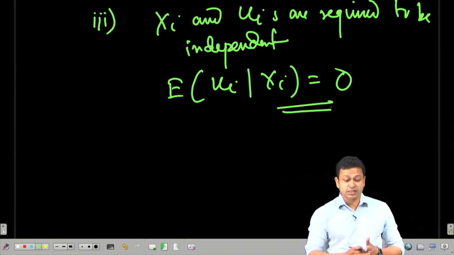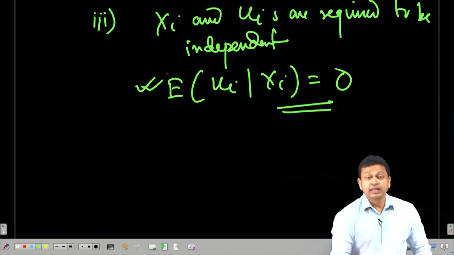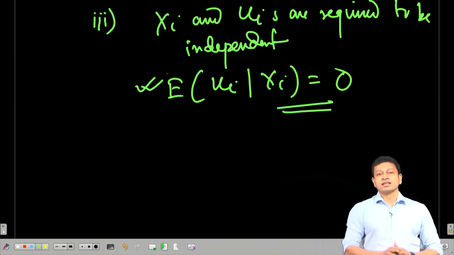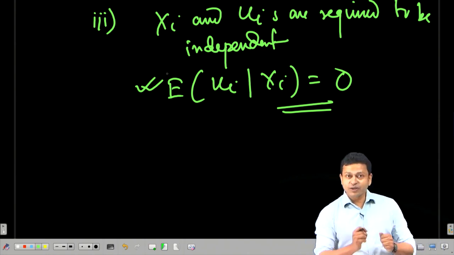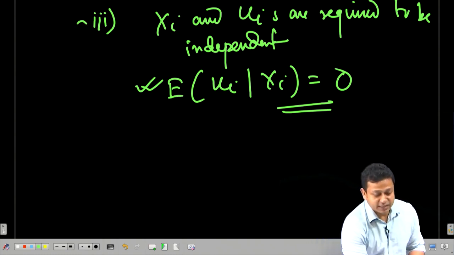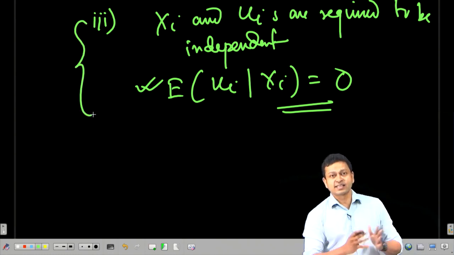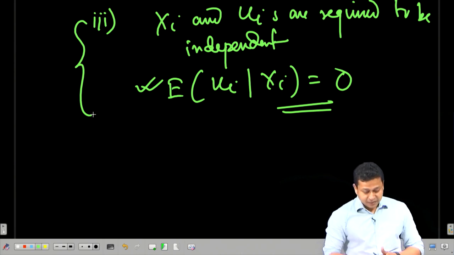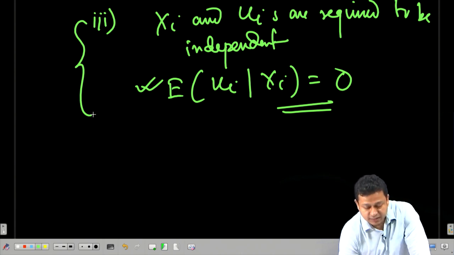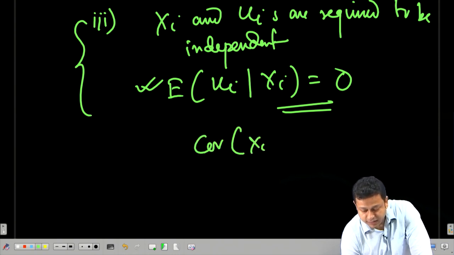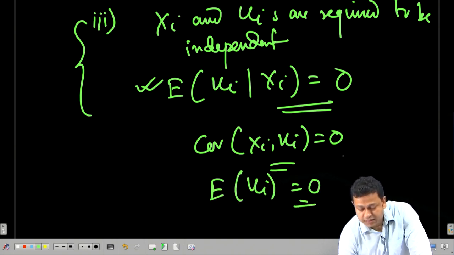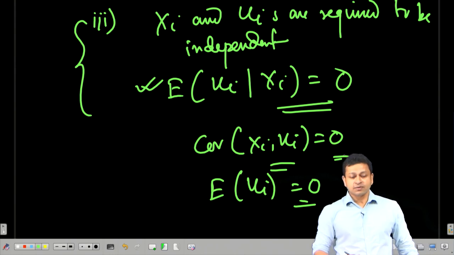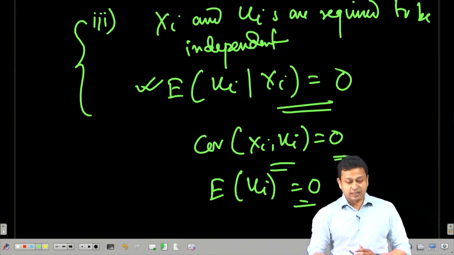If you can make this assumption, then your stochastic regressor will behave the way a non-stochastic regressor actually behaves, and that is why whenever you are dealing with a stochastic regressor, you need to make this extra assumption that we have just derived. And when you do that, you will have covariance of x_i u_i equal to 0, or also you can say expectation of u_i is equal to 0, which you need to have for your regression equation.